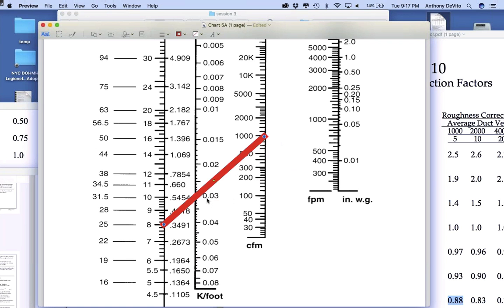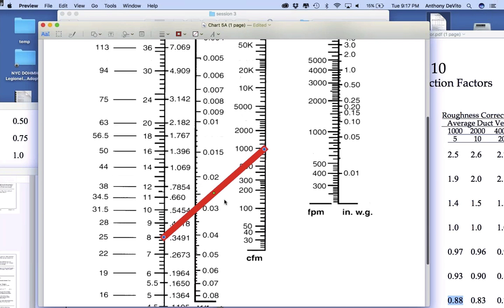How many feet of ductwork do we have? 43. So we're going to multiply K times R, remember R is the roughness, it's 1, times the length of ductwork, 43 feet, times, what am I missing? VP. So we still have to calculate VP.